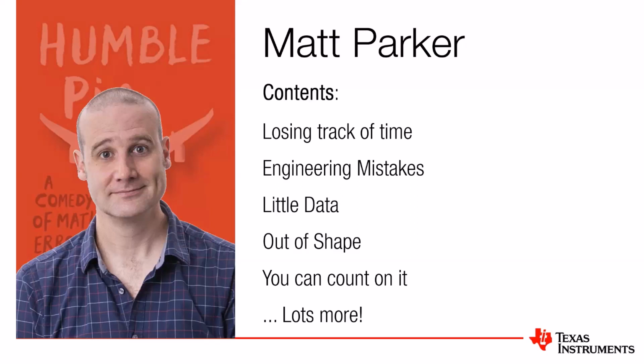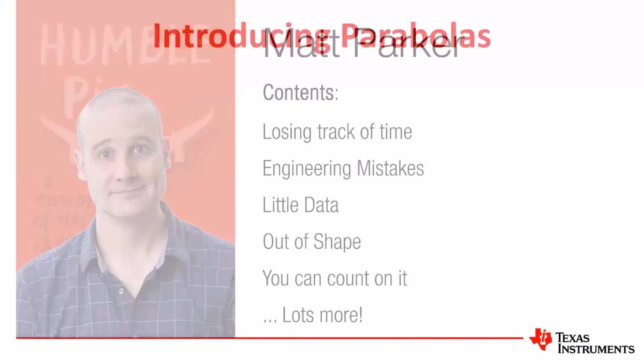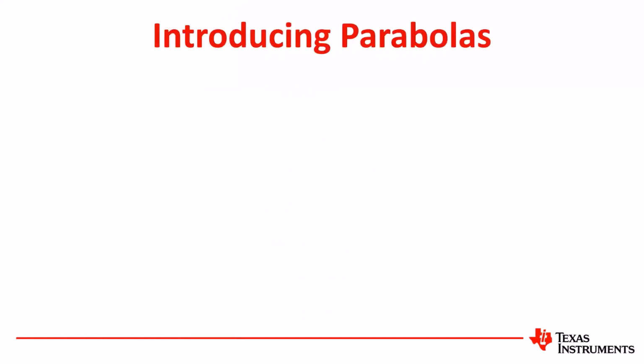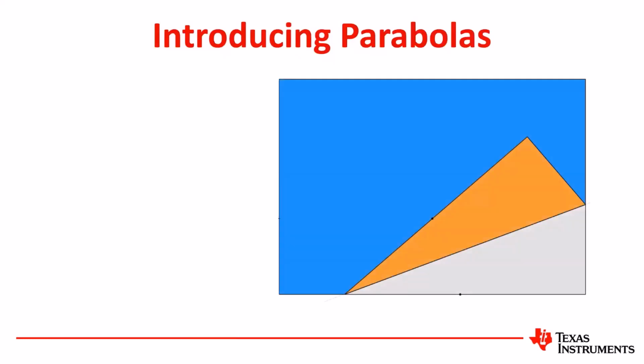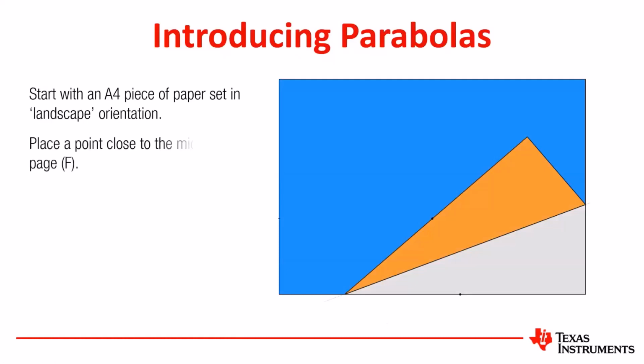With all that said, let's get started. And we're going to start with a paper folding activity. If you've got an A4 piece of paper in front of you, put it in landscape mode. The visual gives you some idea of what we're about to do. Before you fold it, place a point somewhere around the middle of the page, horizontally in the middle, but up from the bottom about 8 or 9 centimeters should do it. I'll give you a moment to do that.